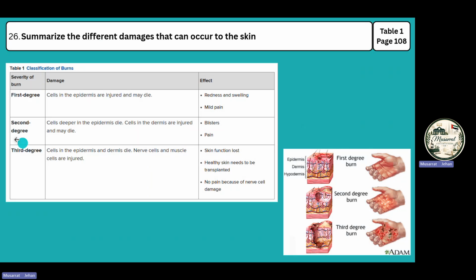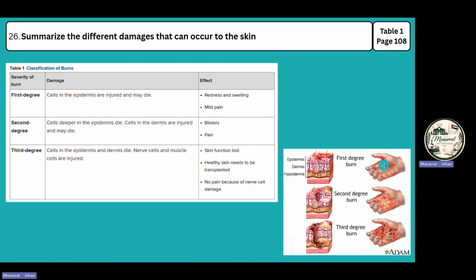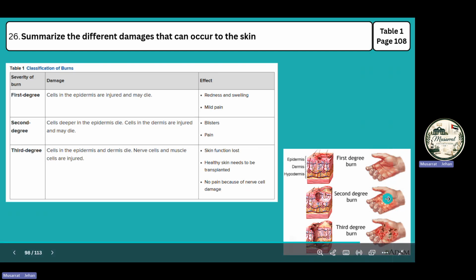So here you can see it shows you first degree, second degree, third degree. Only the epidermis here, here epidermis and dermis are injured. Here the epidermis, dermis, and nerve cells, muscle cells are injured. This is where function is lost, healthy skin has to be transplanted, nerve cells are damaged, so not so much pain. Here, blister and pain, second degree, you form a blister. In first degree, it just becomes a little red, with swelling and light, mild pain. So these are three degrees of burns.